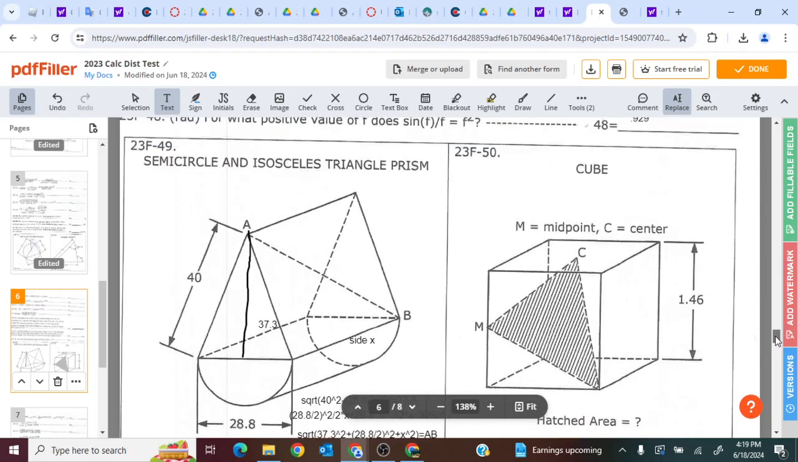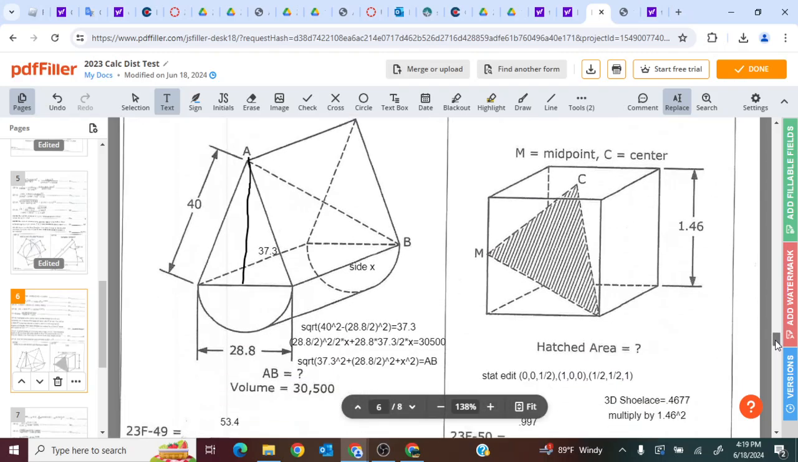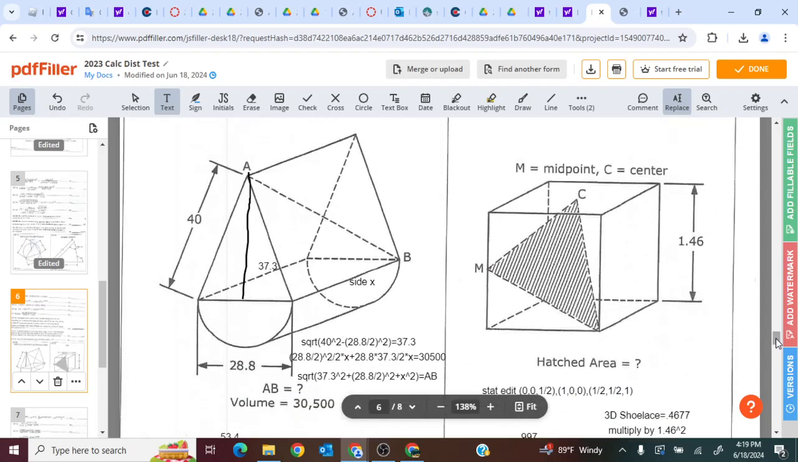49. This one is pretty darn long. You've got a lot to figure out. First off, you've got to figure out what this height value is here. To do that, you need to do the Pythagorean theorem of this 40 squared minus half of this diameter squared to get a height around 37.3.